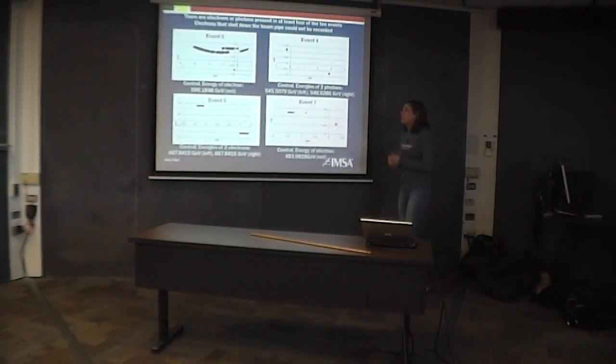My results were that there was 1 electron in event 0, 2 photons in event 4, 2 electrons in event 5, and 1 electron in event 7. Electrons that were shot down the beam pipe couldn't be measured.